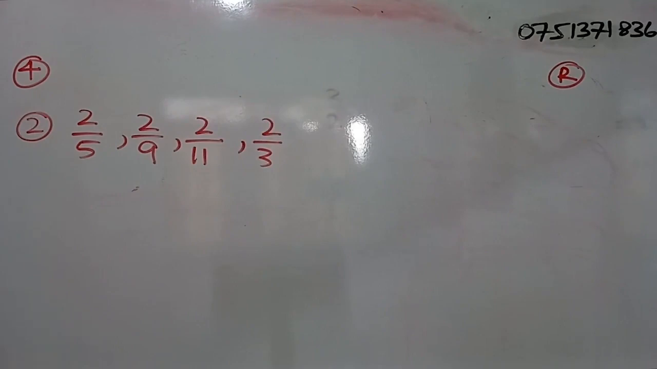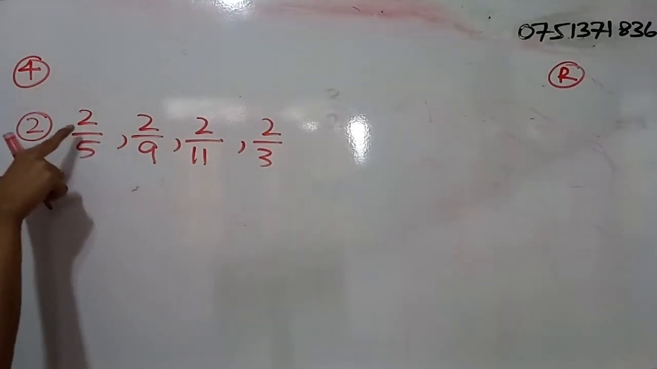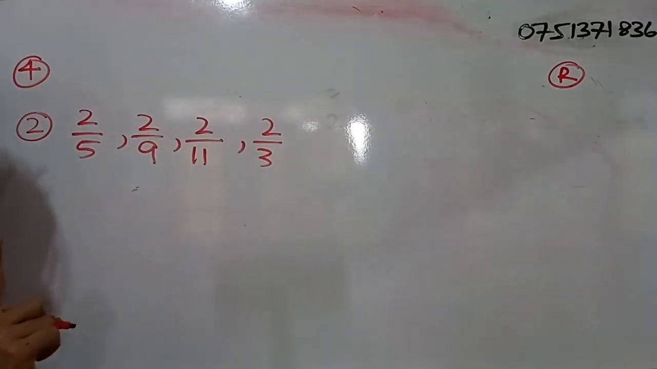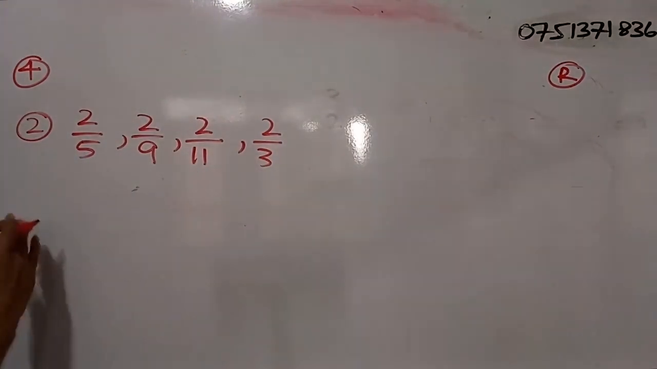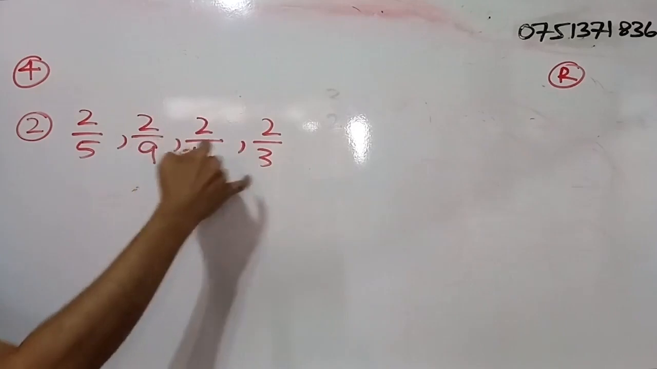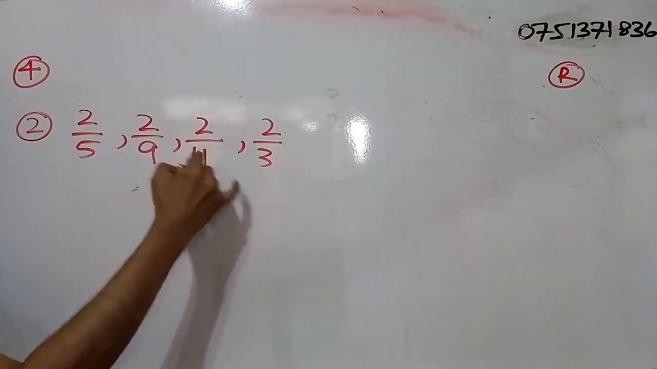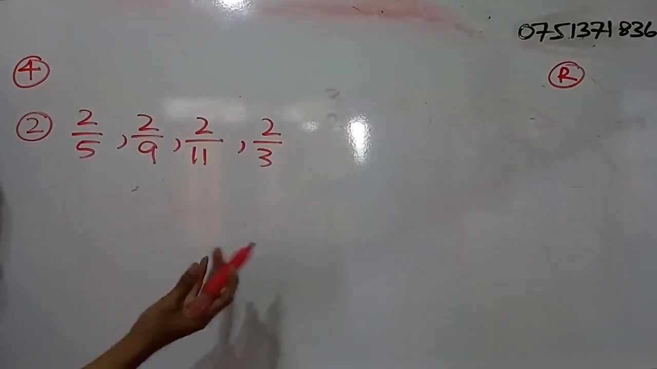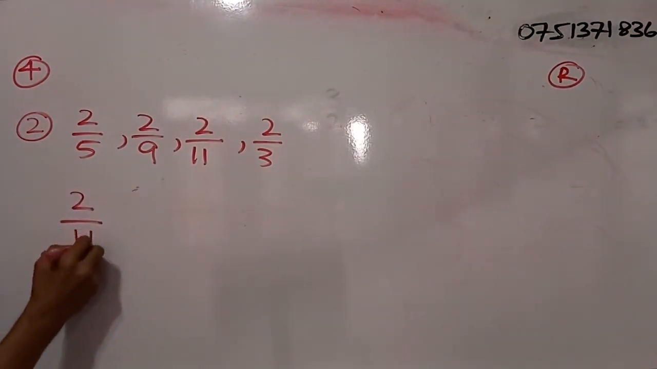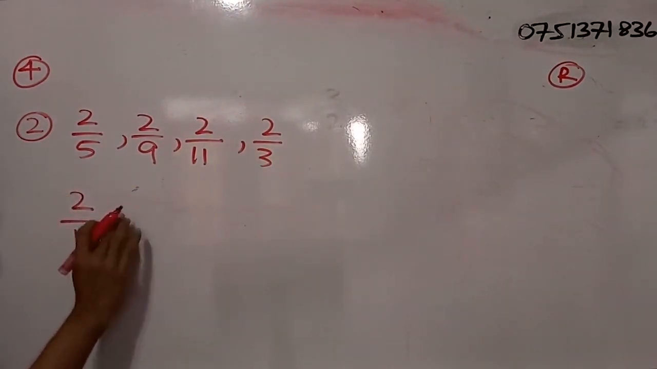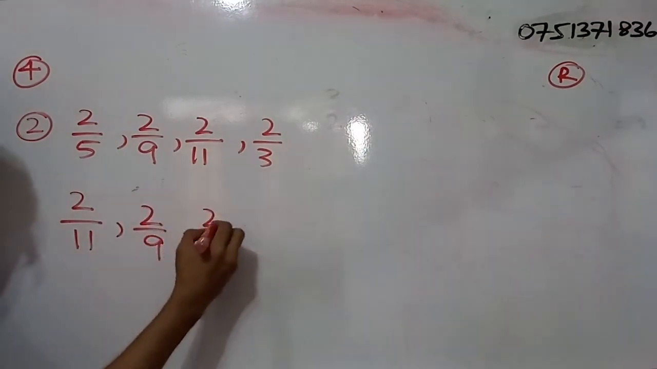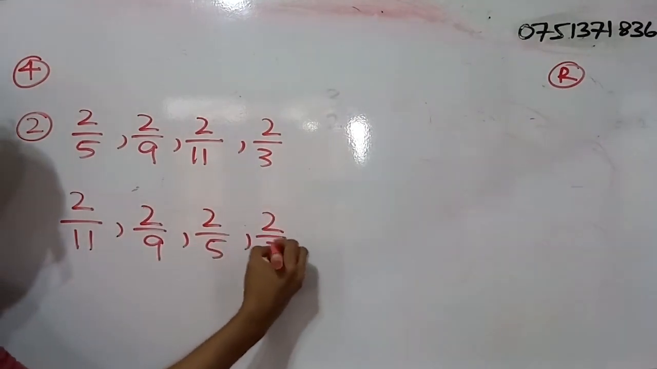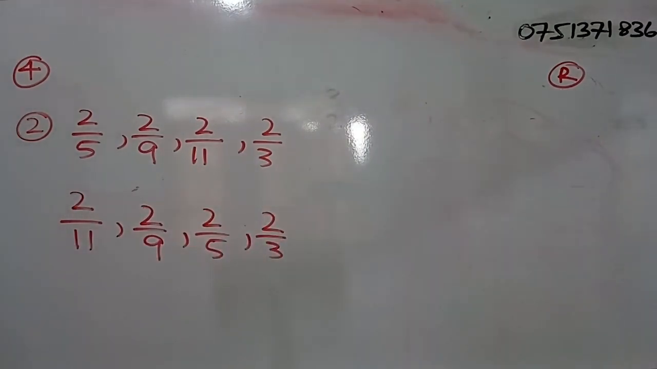Okay. Here the same thing, right? The numerators are same, no? So we can easily come up with the answer by observing the denominator. So just as before, here 2 by 11 and the denominator is 11, no? So that is the largest number. So in fractions, that is the smallest fraction, 2 by 11. Then 2 by 9, then 2 by 5, then we have 2 by 3.